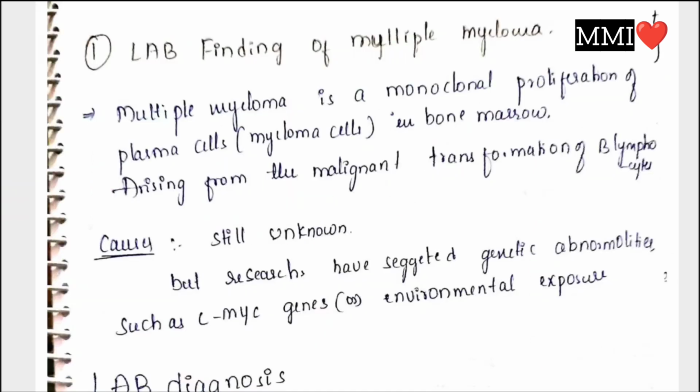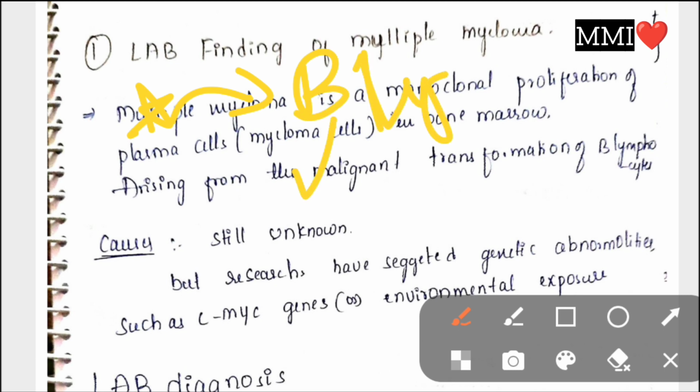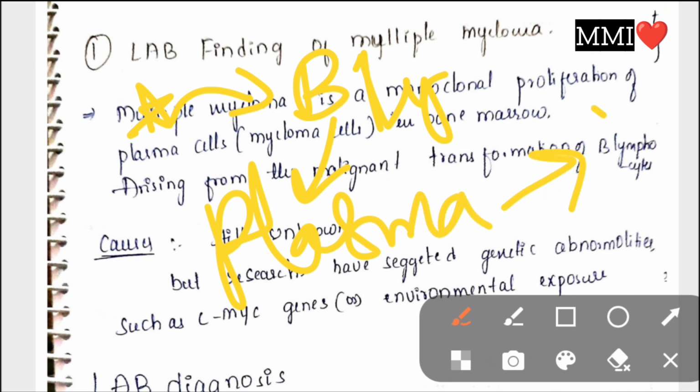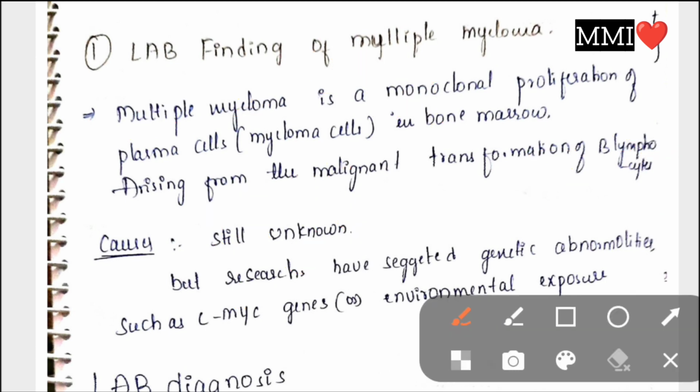Now coming to the lab findings of multiple myeloma. Multiple myeloma is a monoclonal proliferation of plasma cells, that is myeloma cells, in the bone marrow, arising from malignant transforming B lymphocytes. Normally an antigen comes and is presented to a B lymphocyte, that B lymphocyte converts into a plasma cell, and that plasma cell produces the antibodies. This is the normal mechanism. So how are the monoclonal antibodies produced in multiple myeloma?